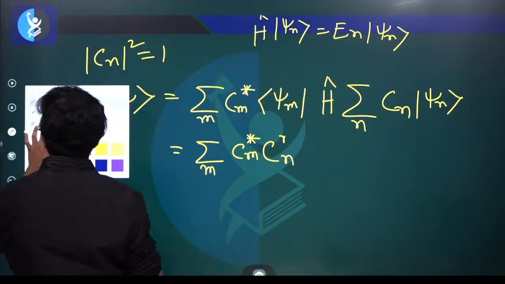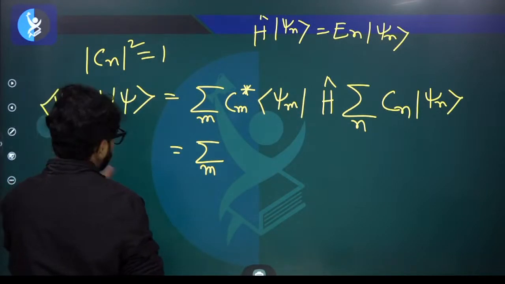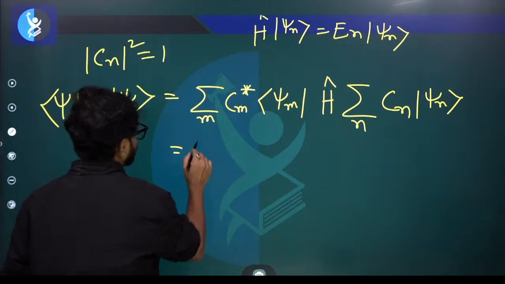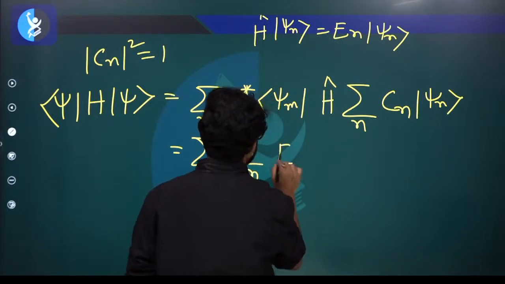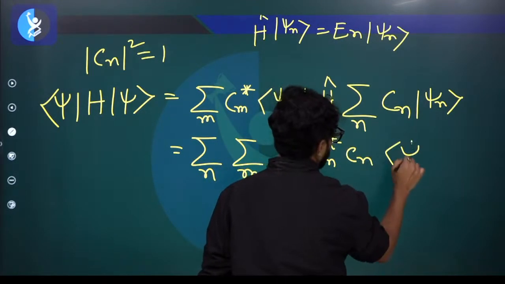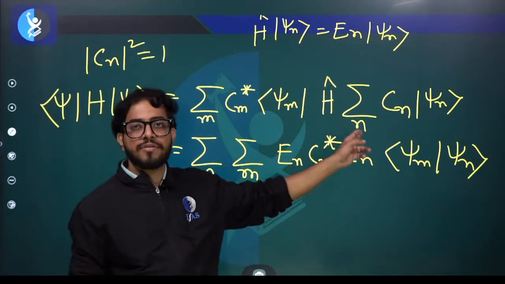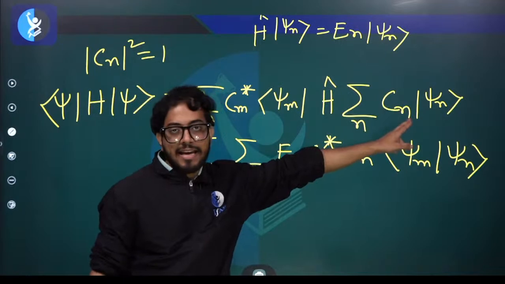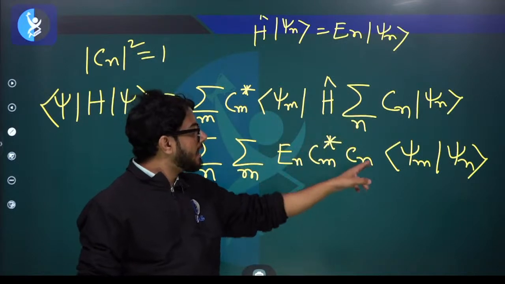Okay, wait. There are two summations actually. Yes, so the first one is sum over n, I can write. The second one is m. Then, of course, en cm star cn, then psi m psi n. Okay, how could I write it down? See, I want the final answer in terms of n. That's why I have written the summation over n outside and then the summation over m. Then h cap operates upon ket psi n and gives me en ket psi n. This en is a scalar, so I have taken it out over here. Then cm star cn psi m psi n.